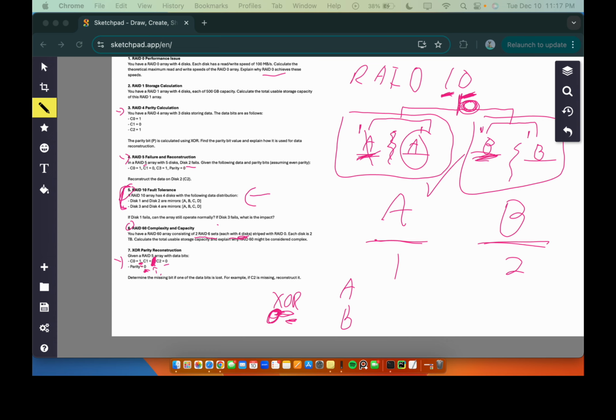Yeah, and it also says RAID 10 provides high fault tolerance by mirroring, so the failure of one disk in each mirrored pair does not affect the operation of the array. And the key words here: a failure of one disk in each mirrored pair. Meaning this can fail and this can fail. But once I have two disks that fail in the same pair, then you've got an issue. So even if they were together, they would be fine because you still have at least one disk of each pair.